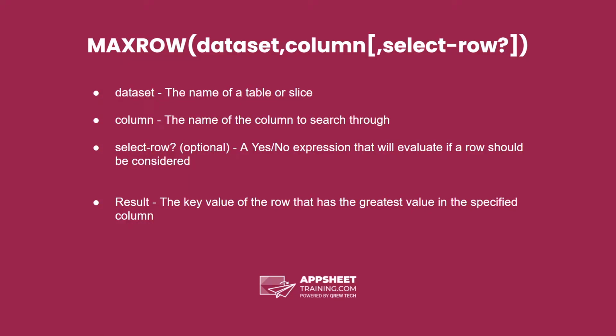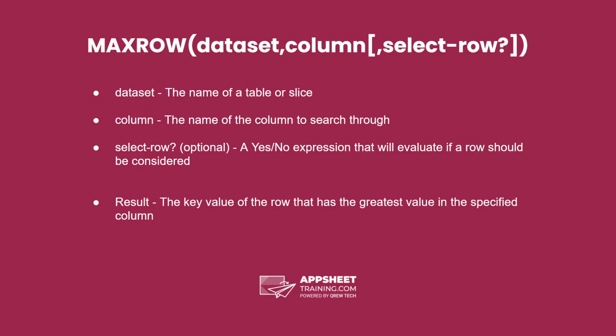The first is the name of the table or slice, and the second is the name of the column you want to search through. The name of the column must be inside of the data set and must be a value type that can be compared greater than, less than, like a number data type.